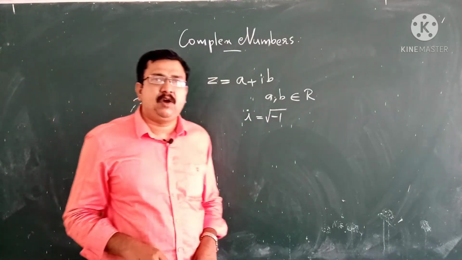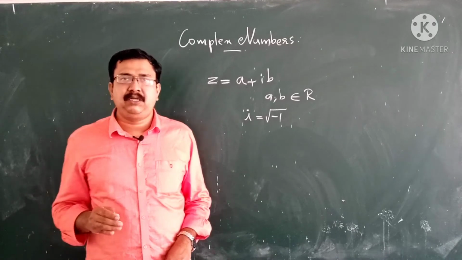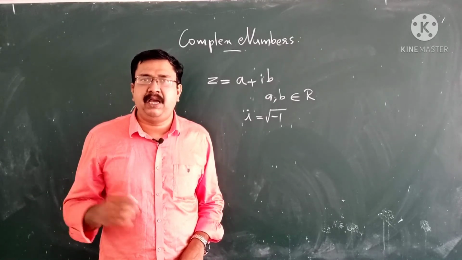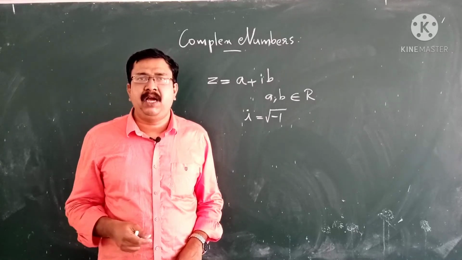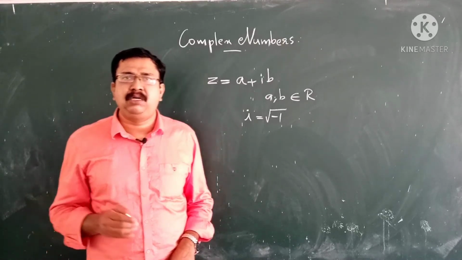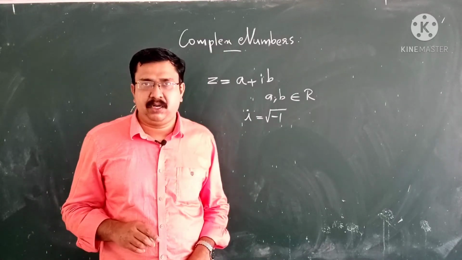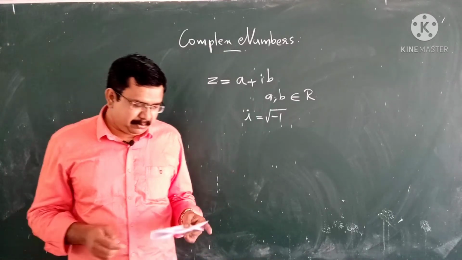What is a complex number? A complex number means a number of the form z equal to a plus ib, where a and b belong to the set of real numbers and i equal to root -1. This is called a complex number.